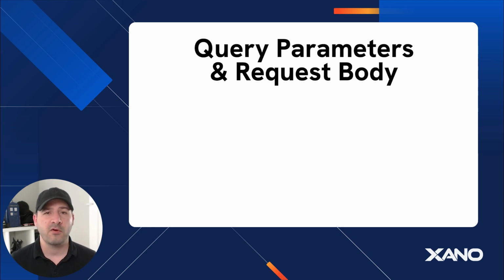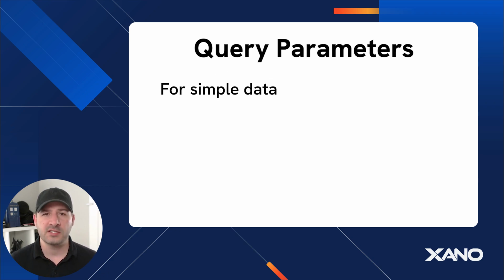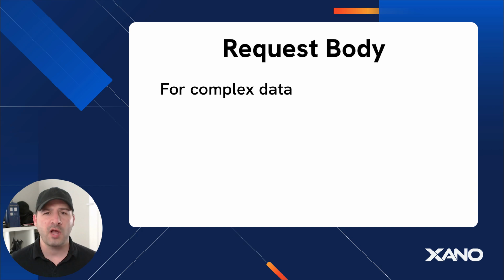Query parameters and the request body are similar in that they contain the actual data being sent by the API, but they're being sent in different ways. Query parameters are generally for simple data and are embedded in the API URL, while request body would be for more complex data and sent as a JSON object.